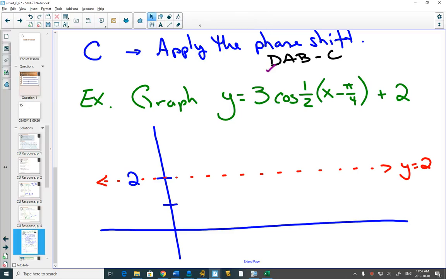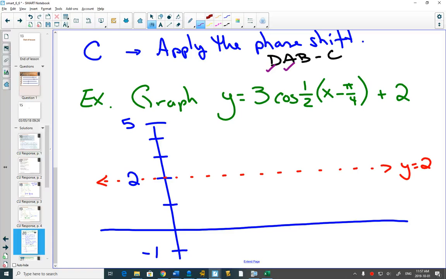Use your amplitude to mark your maximum and minimum on your y-axis. So your amplitude is the distance from the middle to a maximum. So I can go up 3 to 5, down 3 to -1. That's the only thing you need to do for your amplitude, is mark your maximum and your minimum on your y-axis. A value, done.